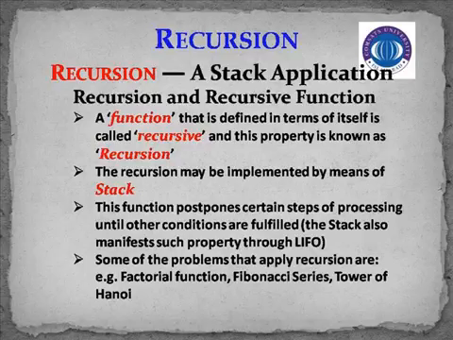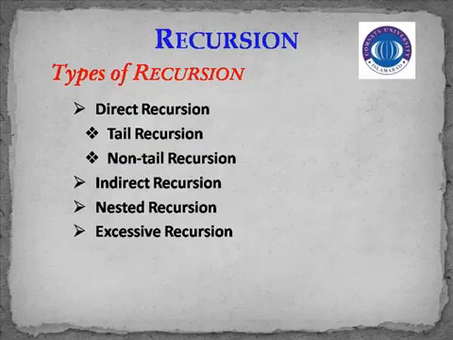As stated in the last lecture, a function that is defined in terms of itself is called recursive, and this property is known as recursion. All types of recursive calls follow this rule. Moreover, all types of recursive procedures deploy stack during their invocation and processing. Ladies and gentlemen, starting from direct recursion, the other types include indirect recursion, nested recursion, and excessive recursion. All of these types will be discussed in today's lecture one by one.